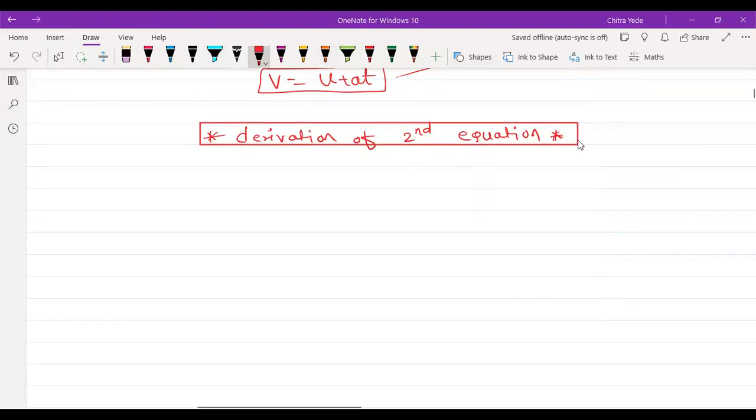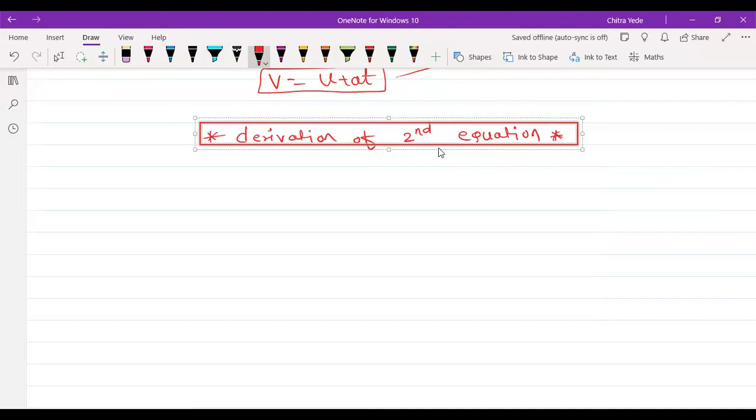Okay, so now we will learn the second equation of motion. So, derivation of second equation of motion. Anyone have any idea what is the second equation of motion?